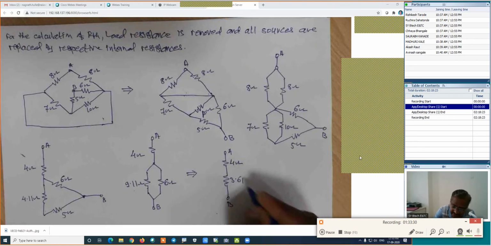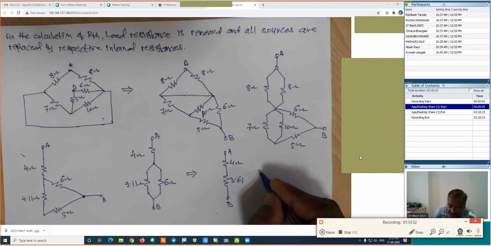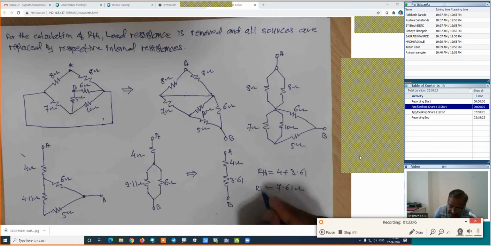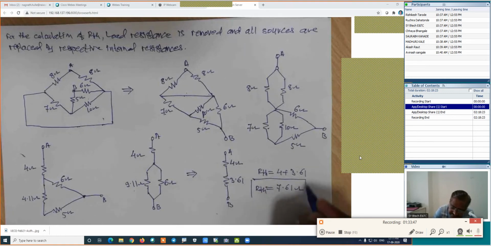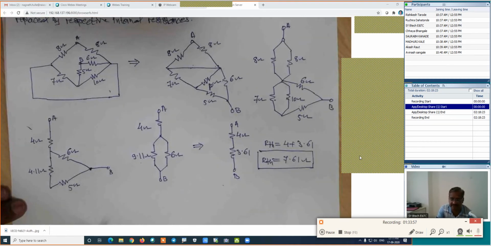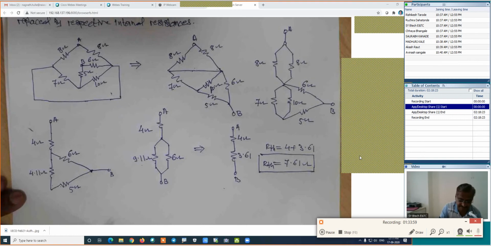3.6. Now, how much is the RTH? This RTH is equal to 4 plus 2.61. That is 7.61 ohm is the RTH. This is right. If we know the RTH, if we know the VTH, then complicated network is replaced by the Thevenin's equivalent network. I will write the same thing and we will find out its answer.